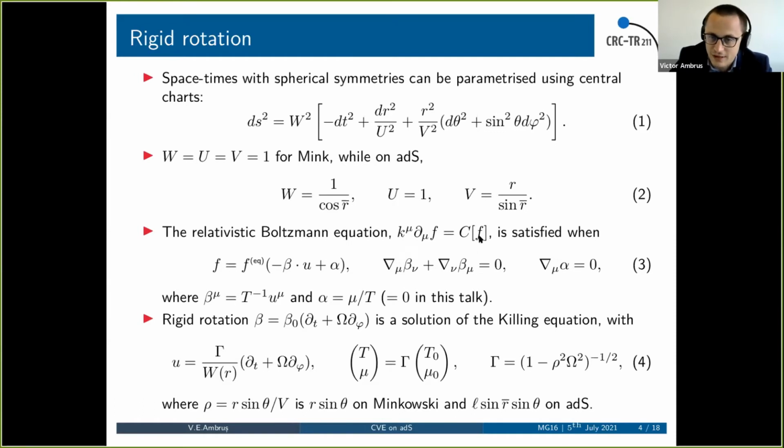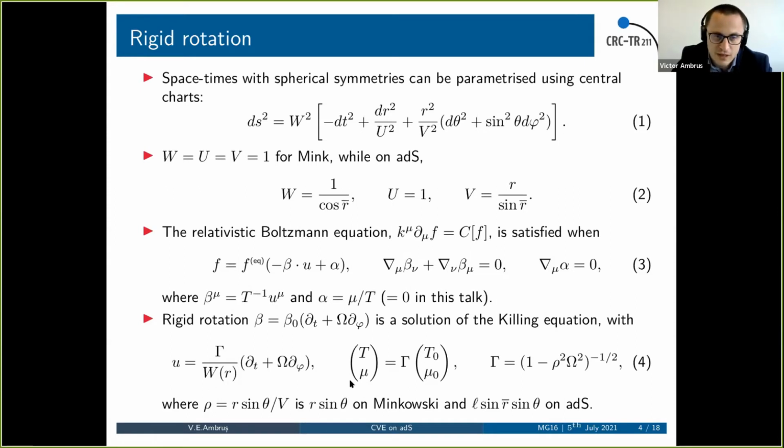The collision part is such that it draws the distribution function f towards some local thermal equilibrium. This is f equilibrium here, and f equilibrium in principle is a function just of this combination. Sorry, this is p, or k, the particle momentum. So to find global thermal equilibrium states, we should put this function in the Boltzmann equation. It's a known result that in global thermodynamic equilibrium, this parameter beta, the inverse temperature vector, should satisfy the Killing equation.